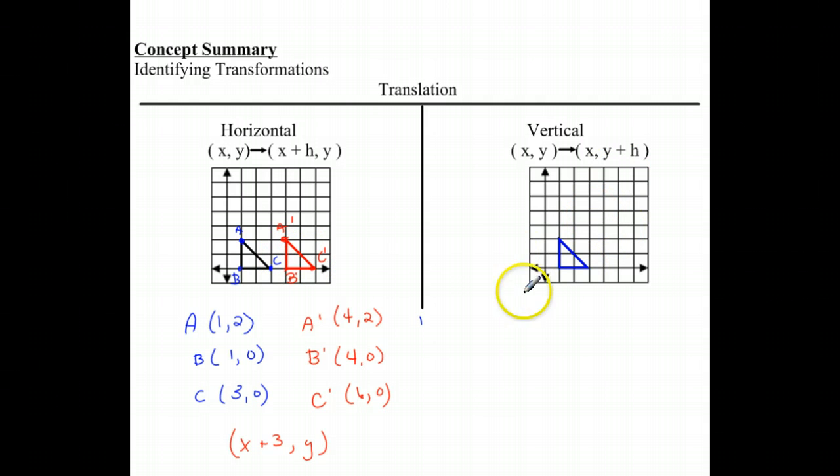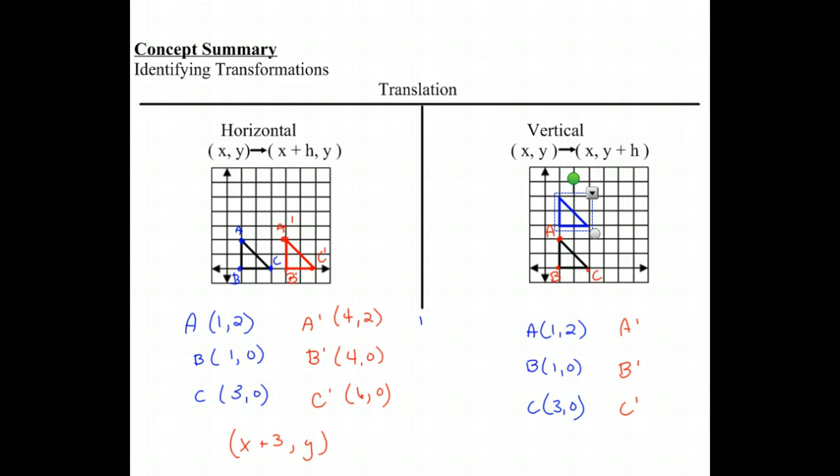Let's look at our next figure. All of our original points are exactly the same, so we're going to write those down again. By keeping them the same, I'm going to have the point A at 1, 2, the point B at 1, 0, and the point C at 3, 0. This time, though, I'm going to use a vertical translation. So I'm going to take my original figure and slide it up 3 units. 1, 2, 3. So there is its new resting place.